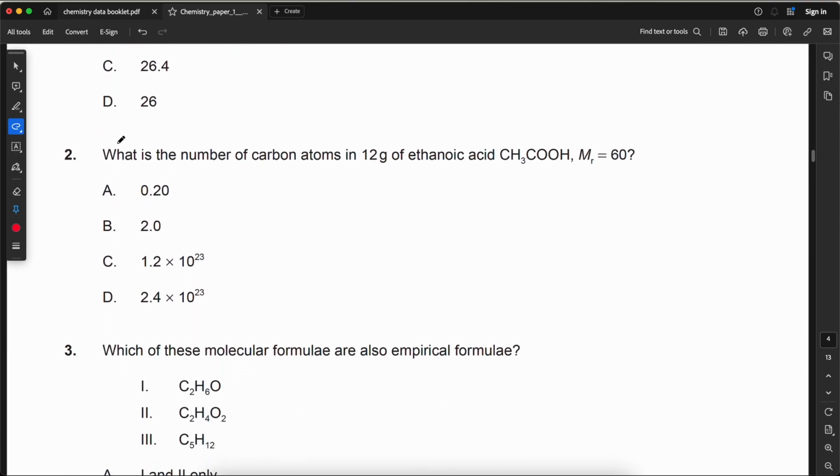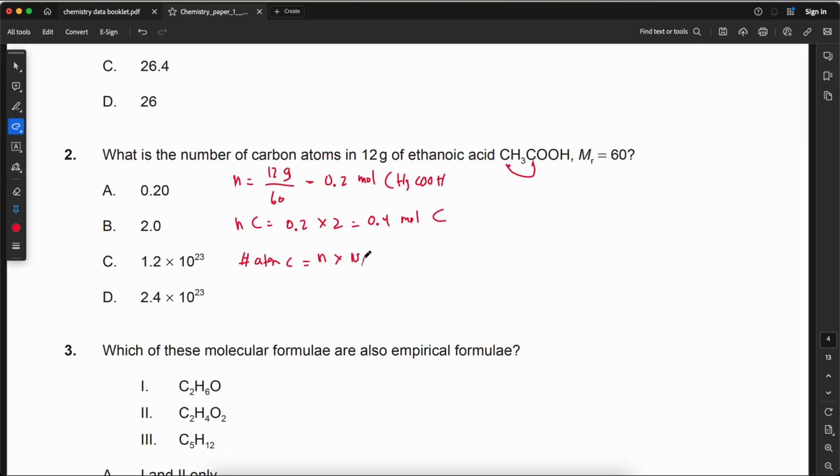What is the number of carbon atoms in 12 gram of ethanoic acid, CH3COOH, with the molecular mass is 60? So we can find the mole of CH3COOH first by dividing 12 gram by 60, which is 0.2 mole CH3COOH. Okay, but for mole of C, that would be 0.2 times 2 because we've got 2 C right here. So that would be 0.4 mole C. And now we can calculate number of atoms C, n times NA, Avogadro's number. So 0.4 times 6.02 times 10 to the power 23, which is 2.4 times 10 to the power 23.